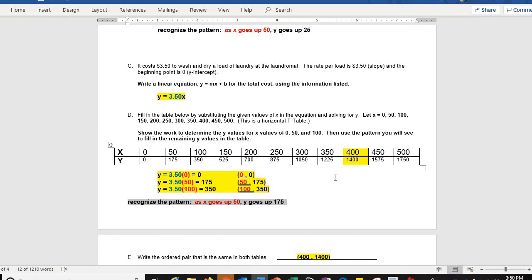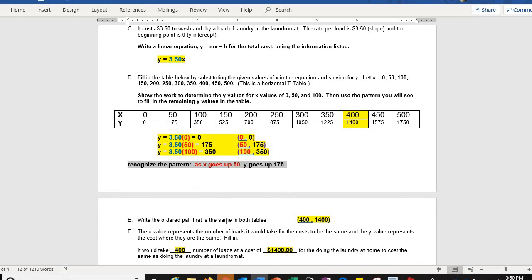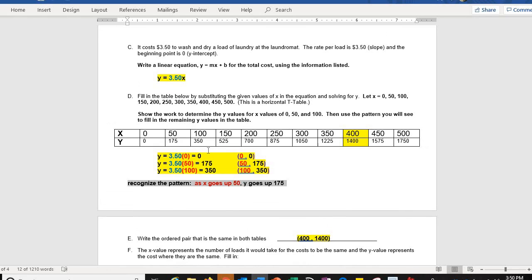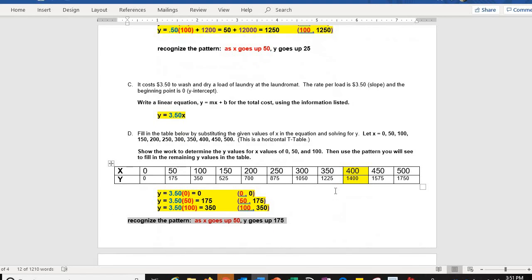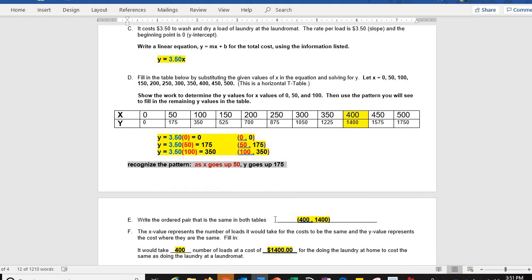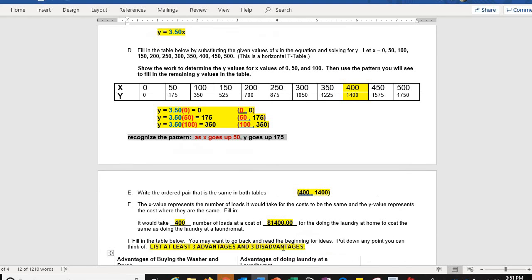And then at that point, it says write the ordered pair that is the same in both tables. I just look at both of those T-charts, and I notice that both of them have 400, 1,400. That is my ordered pair that's the same in both. So if I were to graph those lines, they would intersect at that point, 400, 1,400. So that's my answer for E. And for F, it's 400 loads for $1,400.